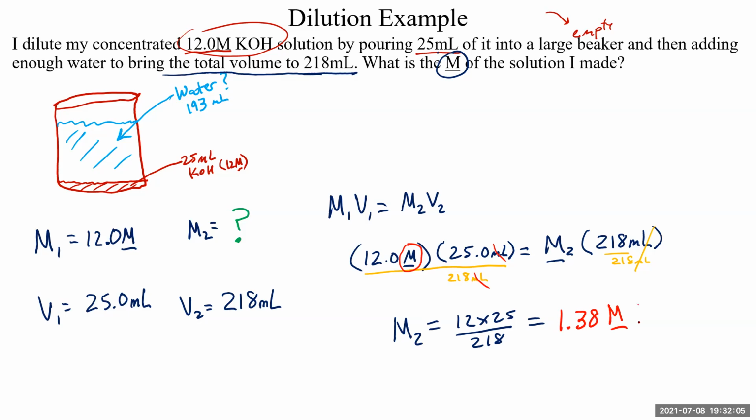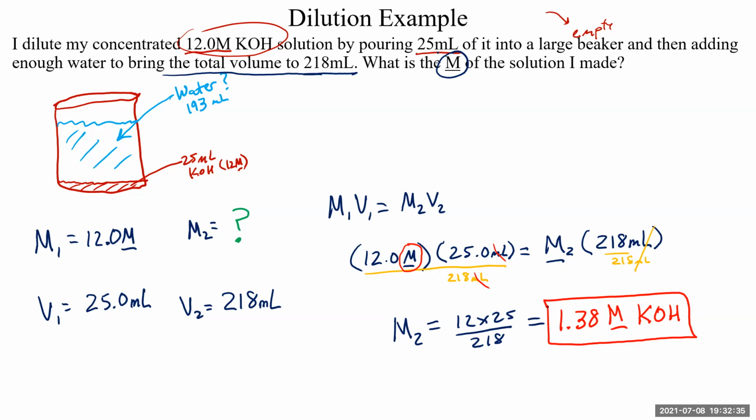1.38 molar. And always list the solute next to your concentration. You don't have to specify the solvent unless the solvent is not water, in which case you should definitely mention the solvent. But if it's water, then it's already assumed. Water is assumed unless you say something else. But you do have to specify the solute. So 1.38 molar potassium hydroxide.